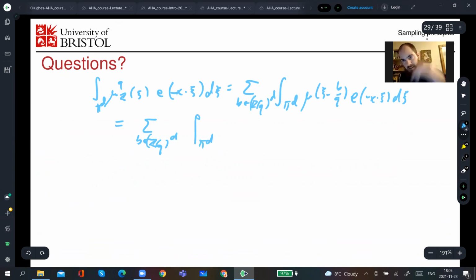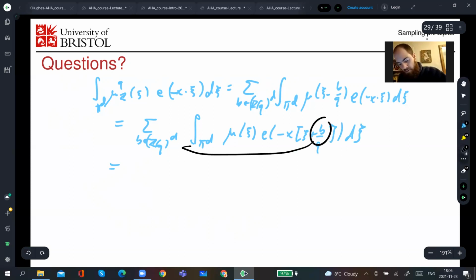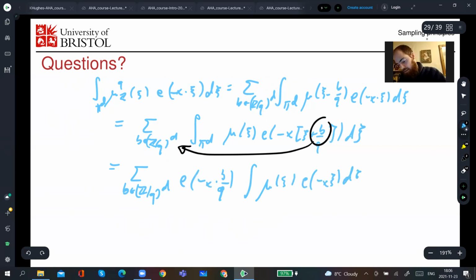The integral over the torus wraps around, so this is fine. So that's just the integral of mu of c times e of minus x dot (c plus b over q) dc. Well, that term comes out to give the sum over b in Z mod q to the d of e of minus x dot b over q, and the integral of mu of c e of minus x c dc.